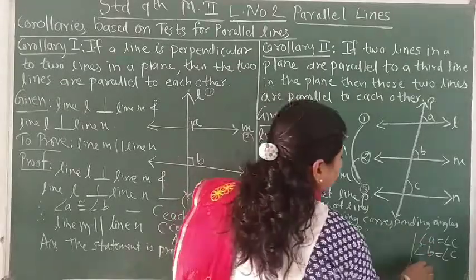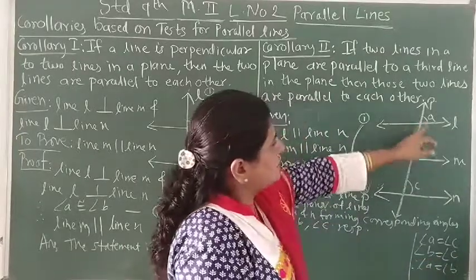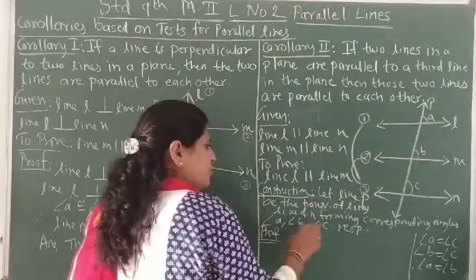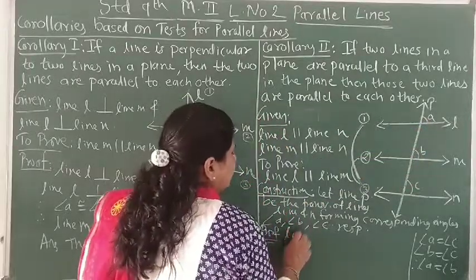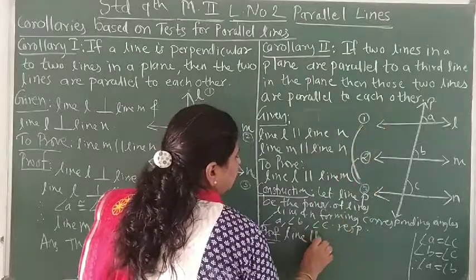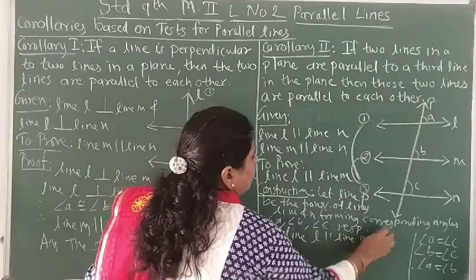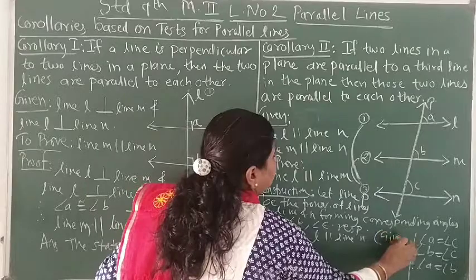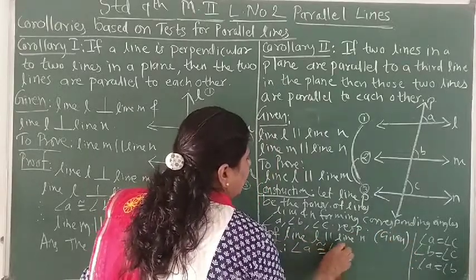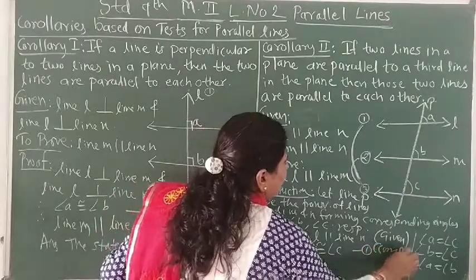So if we can prove that angle A is congruent to B, then these two are corresponding angles congruent, and that's why these two lines are parallel. Okay, so we have to write it like that. First we will write: L is parallel to line N, given. Therefore, angle A is congruent to angle C, statement number 1, corresponding angles.